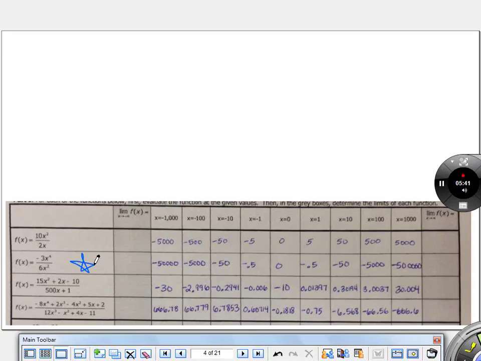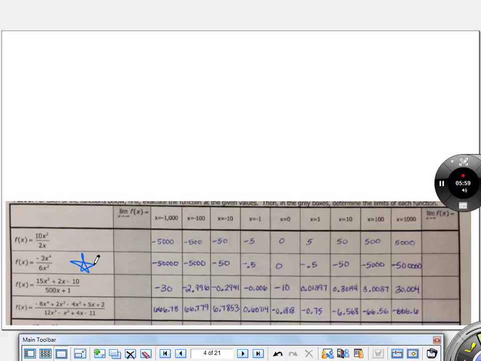So let's say as we start plugging in really big x's, we just start moving down the x-axis, plugging stuff in, we want to look at what's happening to the y values. So negative 0.5, 0, negative 0.5, negative 50, negative 5,000, negative 500,000.